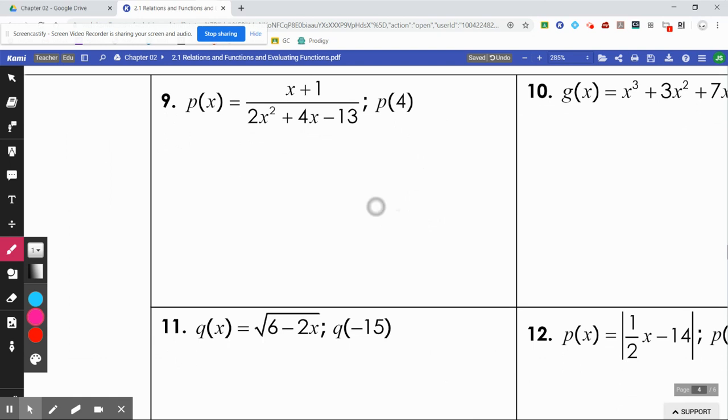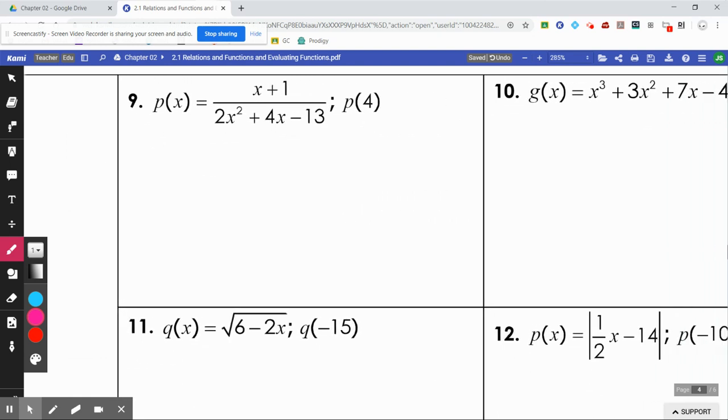You're asked to find p of 4. So to find p of 4, it means take out every x that you have and put a 4 in its place. So on top you have 4 plus 1. On bottom you have 2 times 4 squared plus 4 times 4 minus 13. Now anytime you're dealing with fractions, remember that these are implied parentheses. You have to do everything on top together and everything on bottom together.